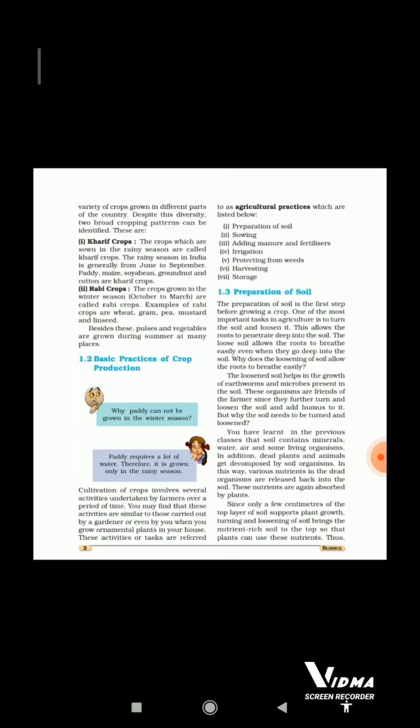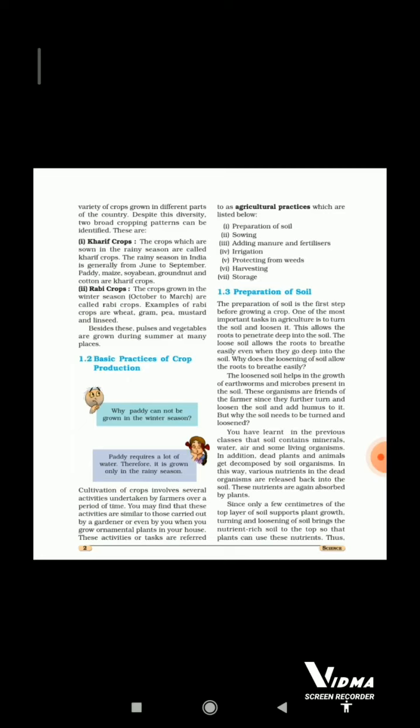The preparation of soil is the first step before growing a crop. One of the most important tasks in agriculture is to turn the soil and loosen it. This allows the roots to penetrate deep into the soil. The loose soil allows the roots to breathe easily even when they go deep into the soil. Why does loosening of soil allow the roots to breathe easily?